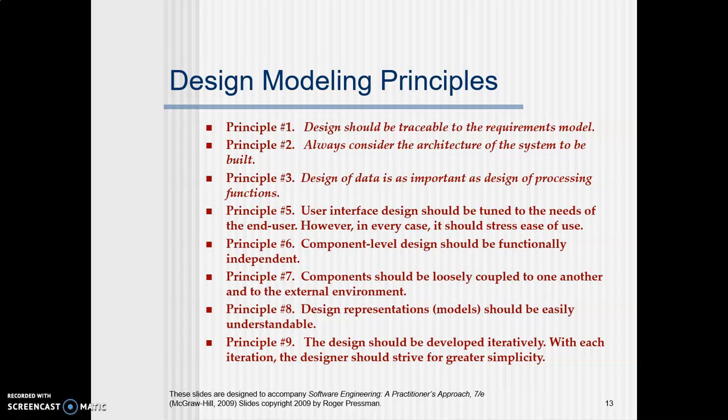Then component level design should be functionally independent. Of course, we've always talked about it. When you're talking about the function of the system, components should be designed on a functional basis. Then components should be loosely coupled together and to the external environment. Of course, we said loosely coupled, we didn't say lightly coupled, because other components will still have to relate to this particular component. So you don't want to lock it up and make it an entire system on its own, just a component within a system. That's why it has to be loosely coupled and not tightly coupled.